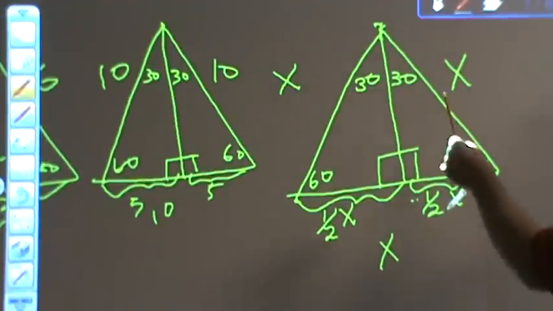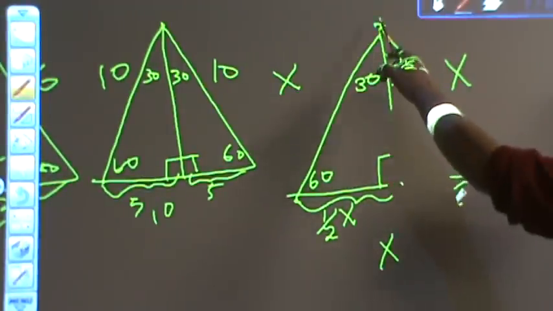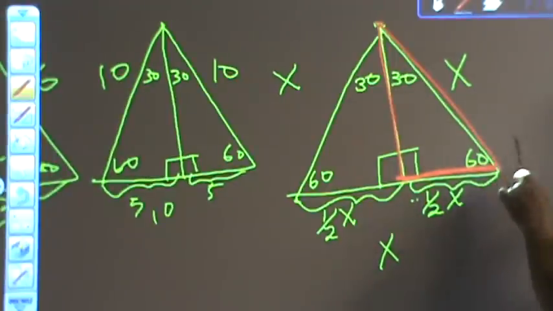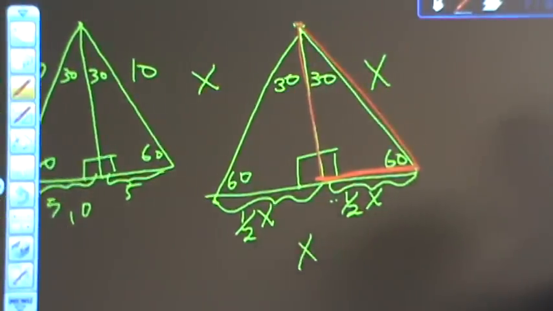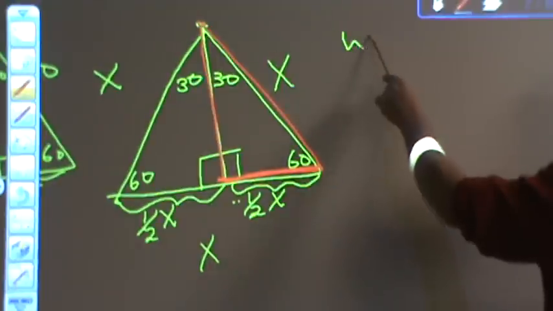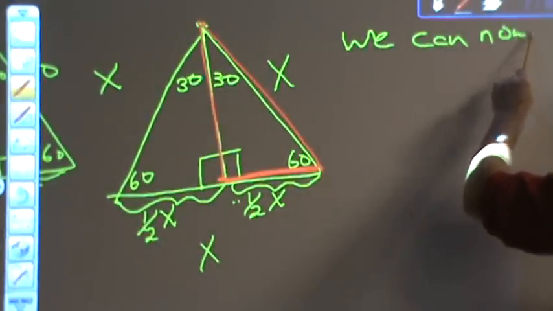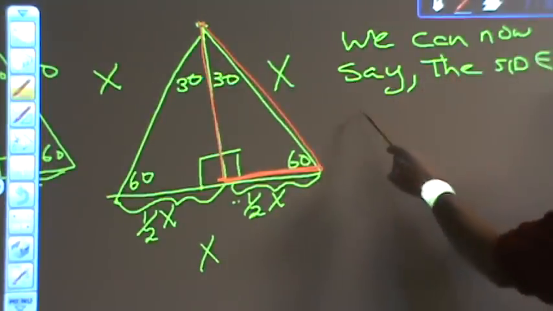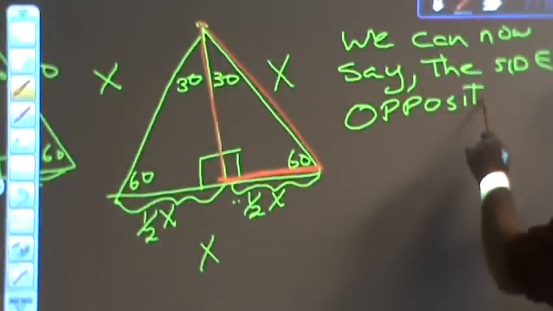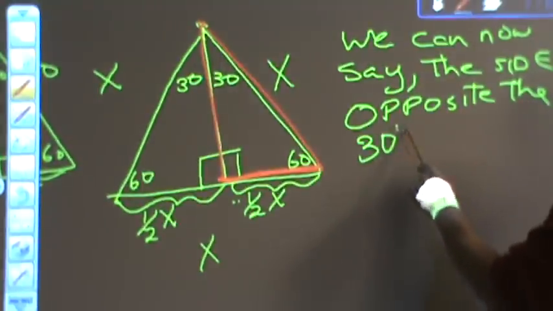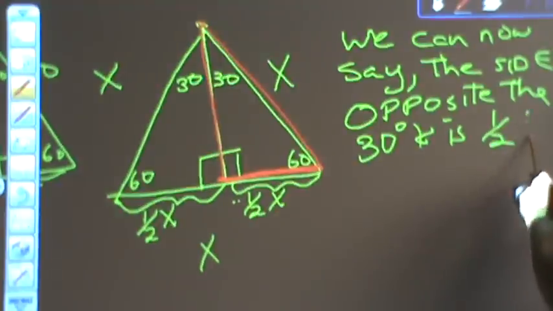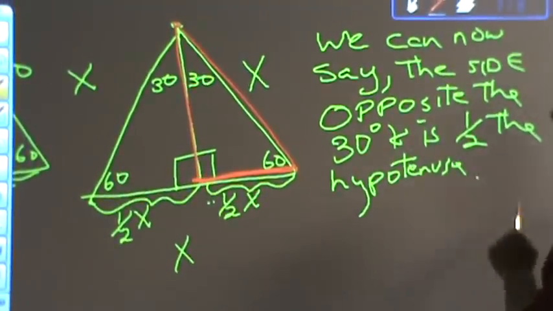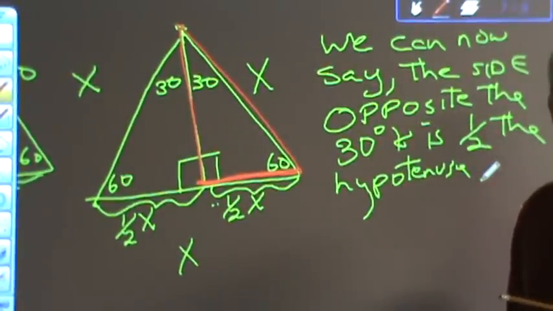Let's look at what we just did. If I look at just this one piece as a right triangle, forget about anything else, just look at the right triangle. What we can say, and let's look at what we can actually say, we can now say the side opposite the 30 degree angle is half the hypotenuse. Okay, so now we have a rule. The side opposite the 30 degree angle is half the hypotenuse.